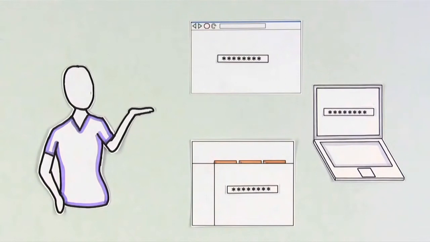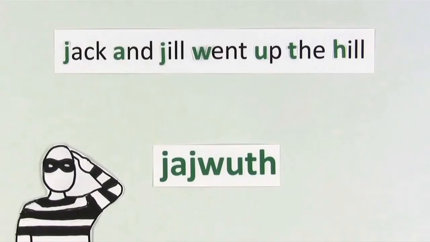Consider this. In addition to single words, phrases can also be easy to remember. Maybe it's a favorite song lyric or quote. An example is, Jack and Jill went up the hill. That's easy to remember, right? Well, your password is there. It's the first letter of each word. In this example, this would be your password.